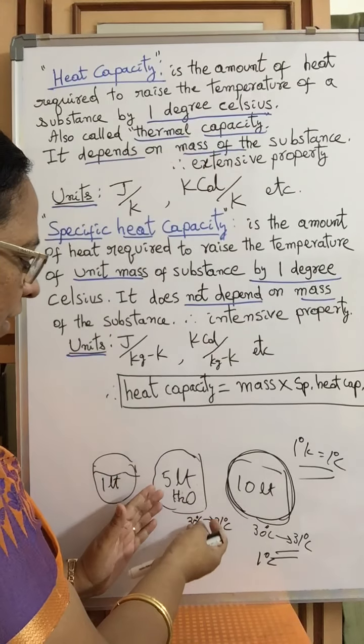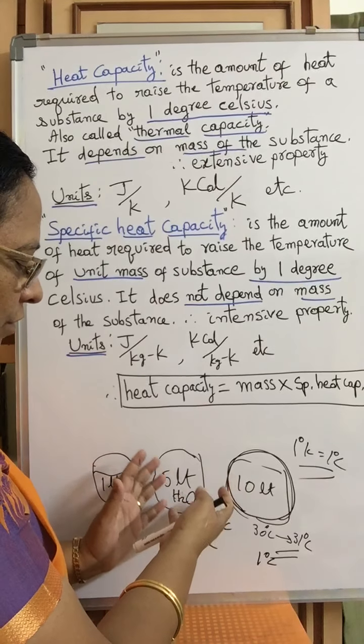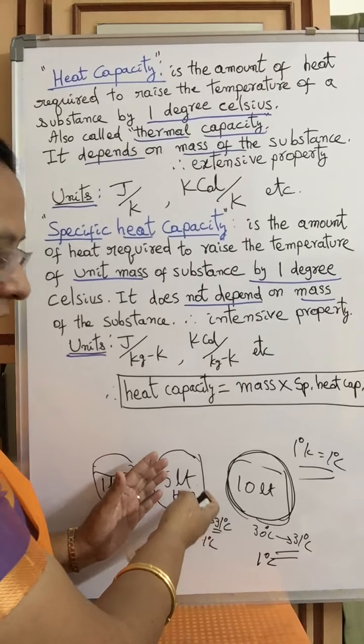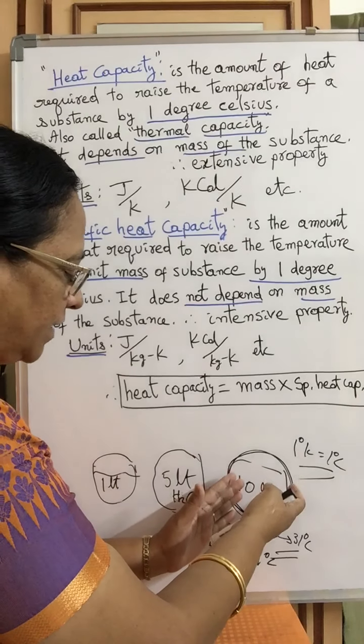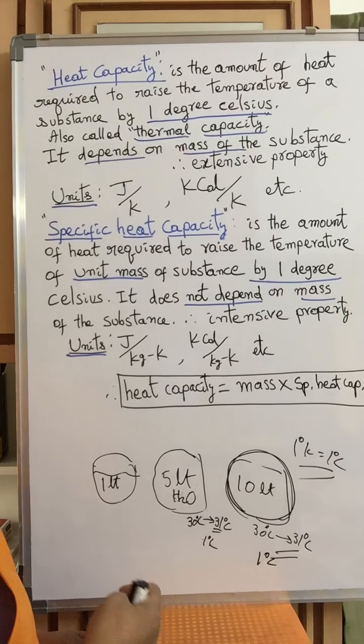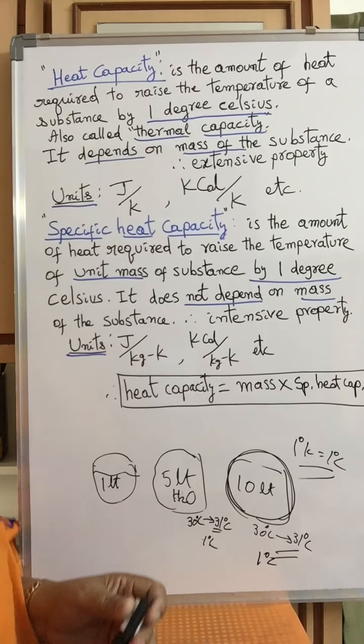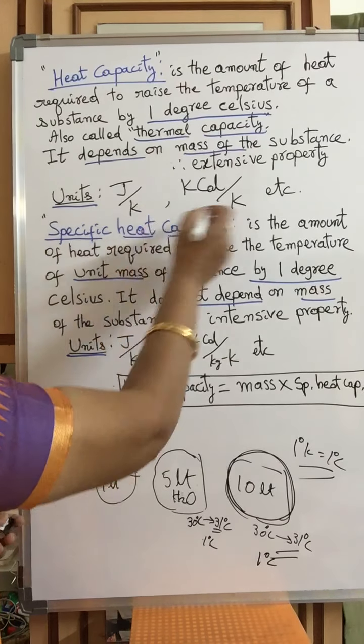Here 5 liters means if Cp is 1, 5 joules are required, like that. Here if mass is increased, more quantity of heat is to be supplied. So it depends upon the mass of the substance. That is, it is an extensive property. Its units are like this.